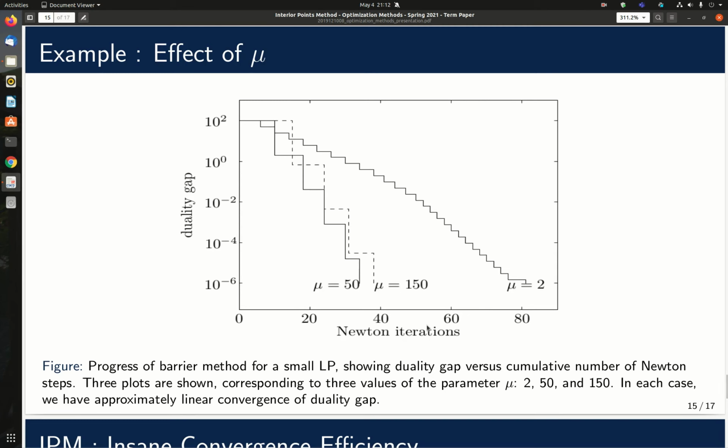This is a graph for a linear programming problem with 100 inequality constraints and 50 variables. The y-axis shows the duality gap, and the x-axis shows the number of Newton iterations.